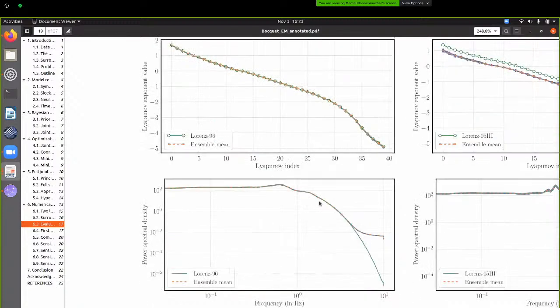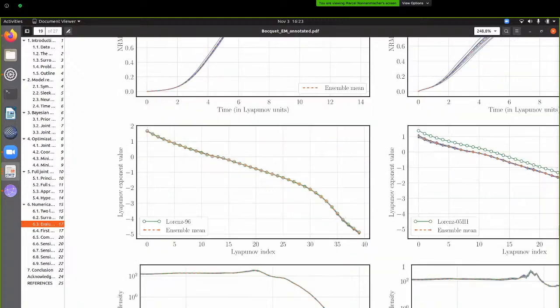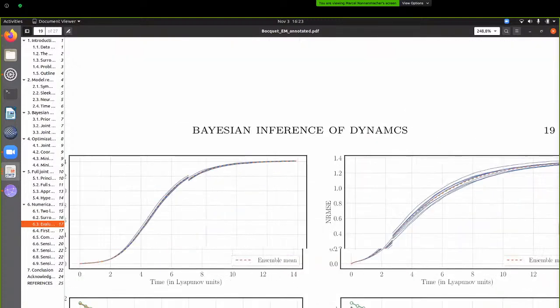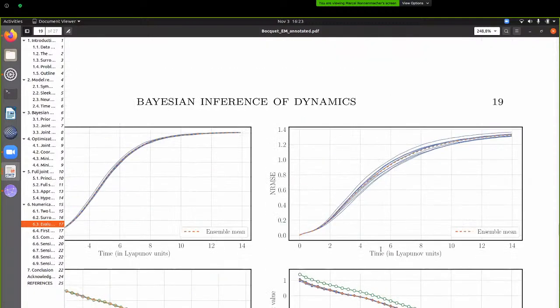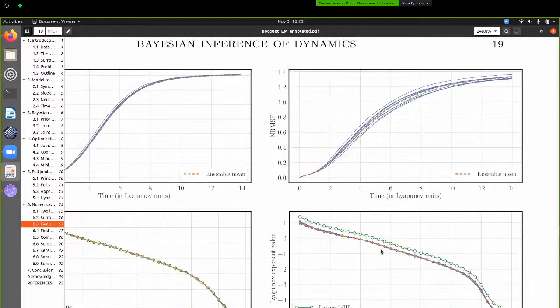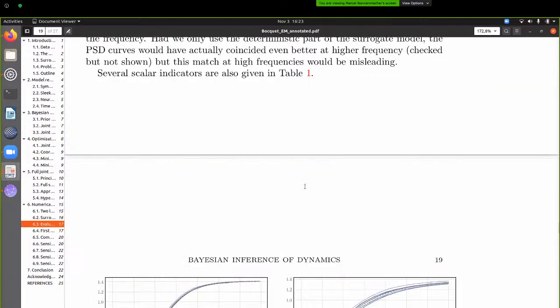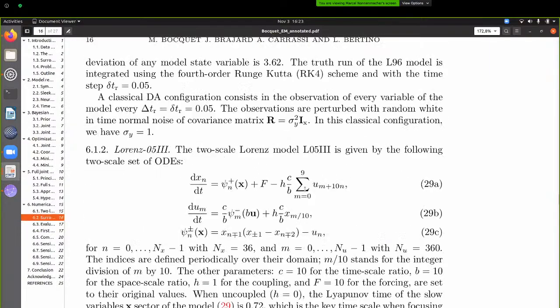Here again is the power spectral density, which also seems to follow a bit better, even though it's difficult to compare given the scales are a bit different. Then another thing they do is they try this out on a model where the observations are actually a very strict subset of the full system state. So they decided to describe this in this very funky scheme.